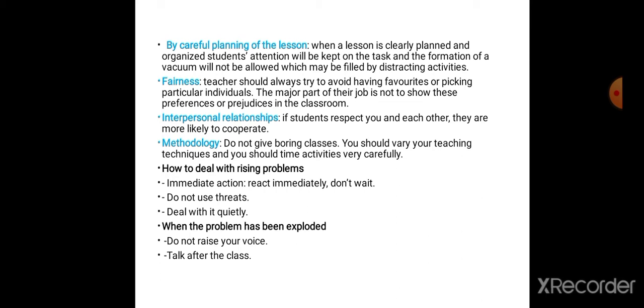The third point, interpersonal relationships. If students respect you and each other, they are more likely to cooperate. Mutual respect is very important to solve disruptive behaviors. The last point, methodology. Do not give boring classes. You should vary your teaching techniques and you should time activities very carefully.